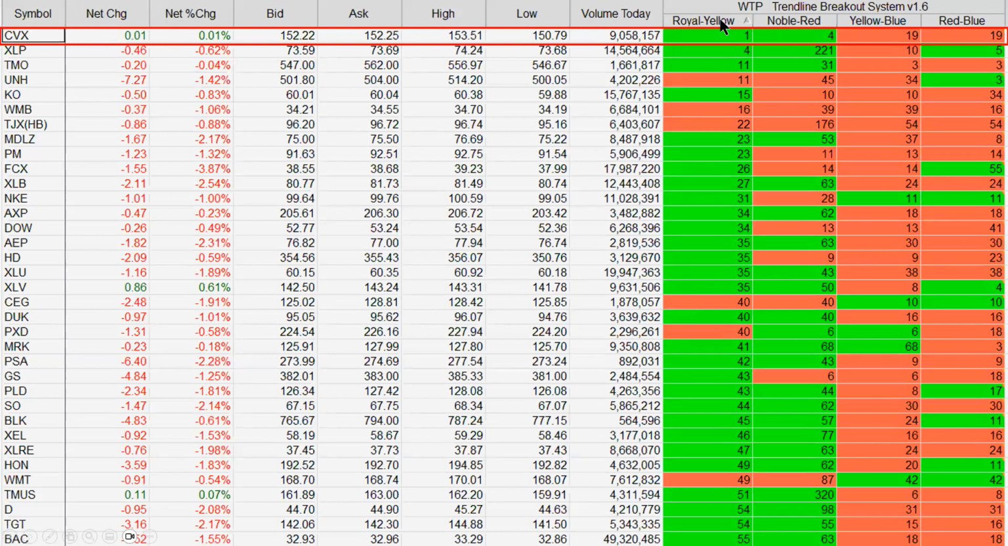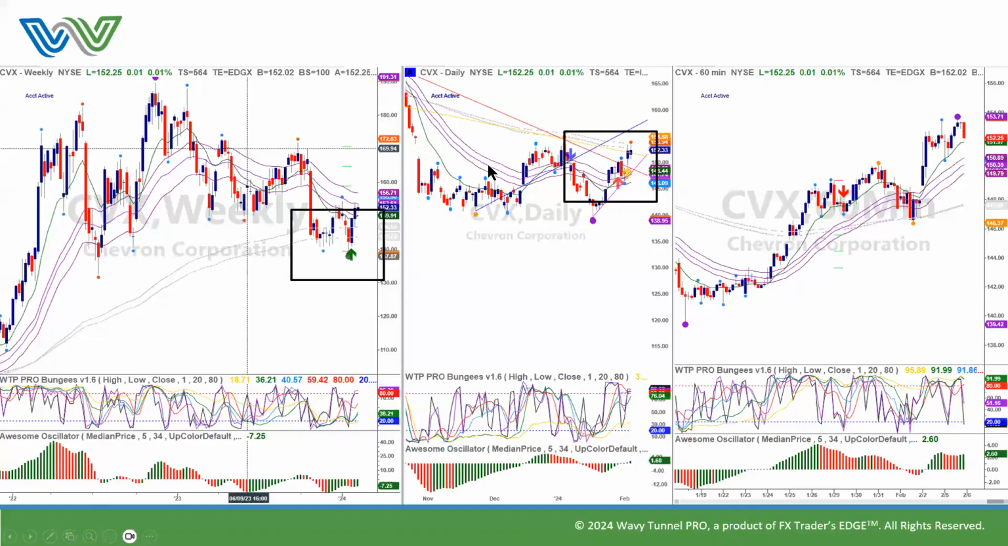Looking at Chevron, we have 2 trend line breaks over here. So now let's look at the chart, and we have the weekly signal right over here. On the daily, we had 2 trend line breaks right over here, kicking off the move, 2 trend line breaks. Okay, so this is how we find our setups, and then we decide what we're going to do and how we're going to take the trade.